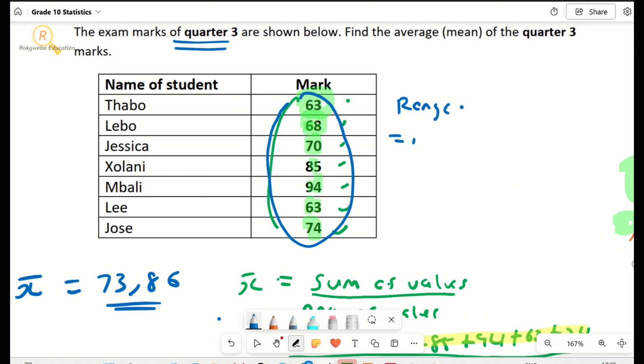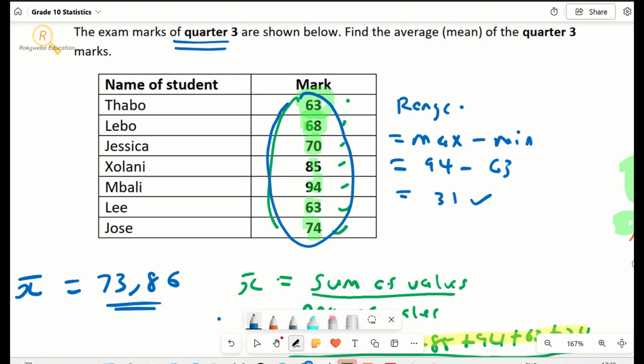So a range is equal to max minus min. So it will be 94 minus the minimum value, which is 63. Ne? Is that correct? The answer is 31. I get it. Now, why is it important for them to find the range? Range is the gap between the highest value and the lowest value.